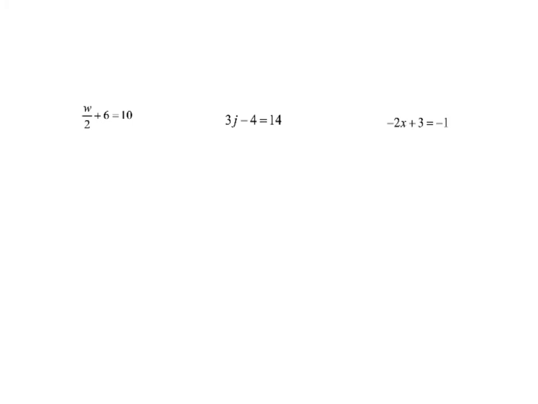We have 3 problems here we're going to look at. So once again, we're going to subtract a 6 first from that 10, and we get w over 2 equals 4. Now this w over 2 is a fraction, and fractions mean division. So we use the inverse operation, and the inverse of division is multiplication. So we multiply by 2 on both sides, and we get w equals 8.